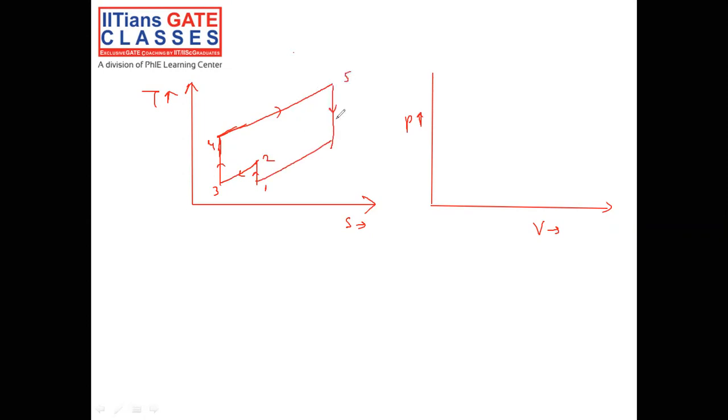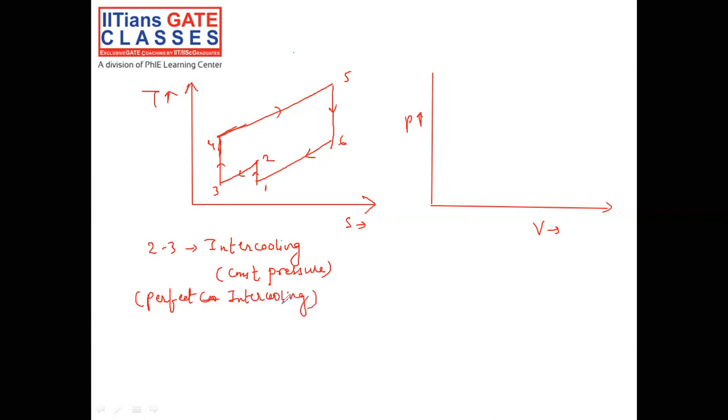Now this is our process. As you can see, 2 to 3 is nothing but intercooling, that is a constant pressure process. Now we are assuming in this question perfect intercooling.